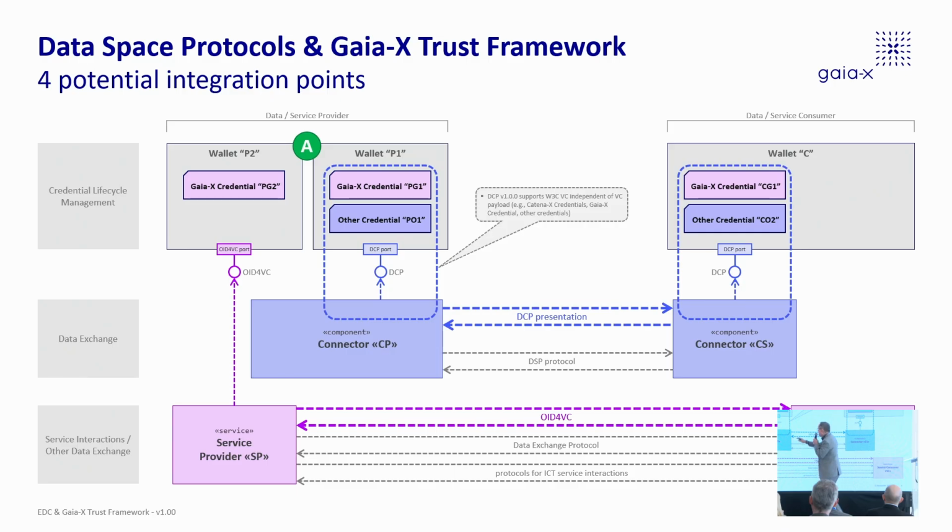So how can you reconcile? If you are following Gaia-X rules, you would never be totally compatible with the Gaia-X Trust Framework because of different presentation protocols, different credential exchange protocols. So one of the integration points could be that you simply use another wallet with another credential, or the same credential with an OpenID for VC port. That's workable, and very often people have a different wallet in any case. Very often that does not work.